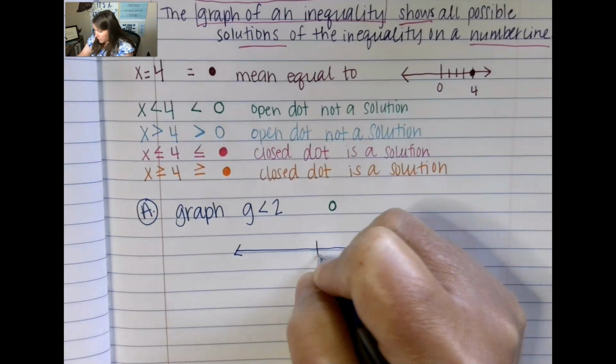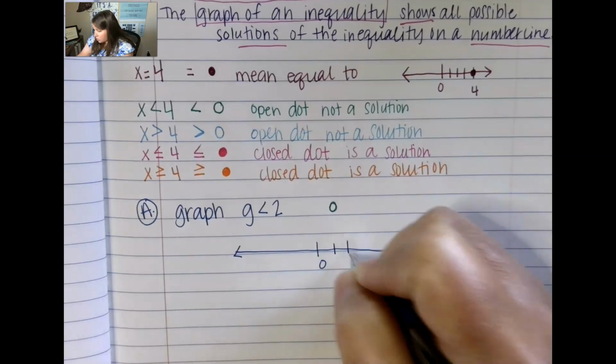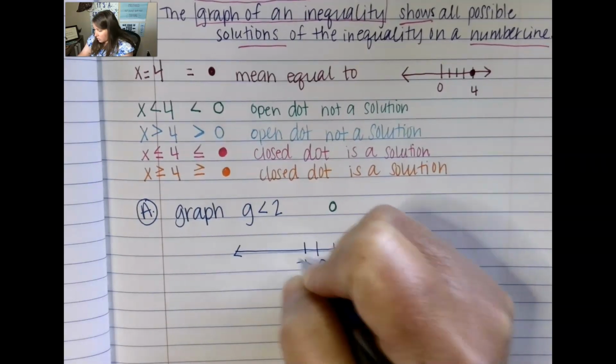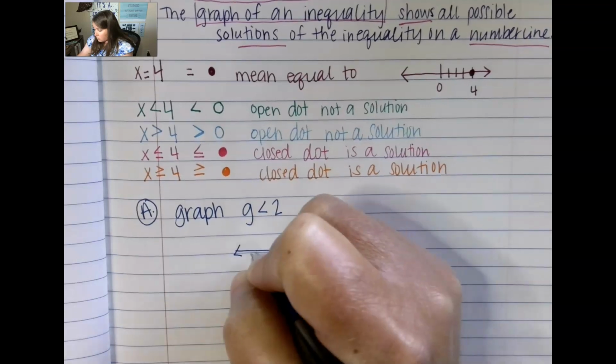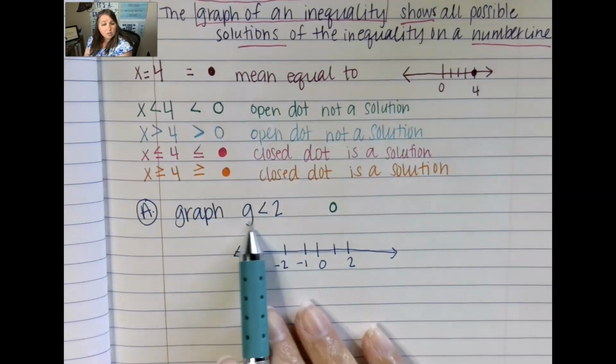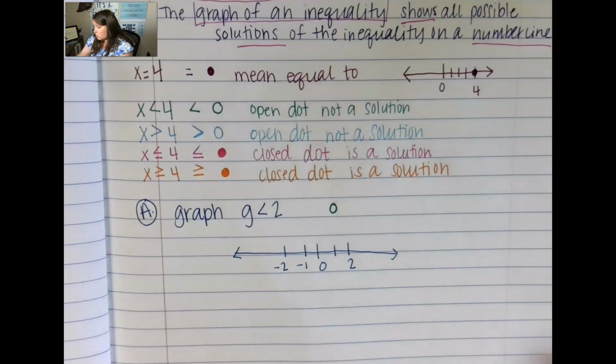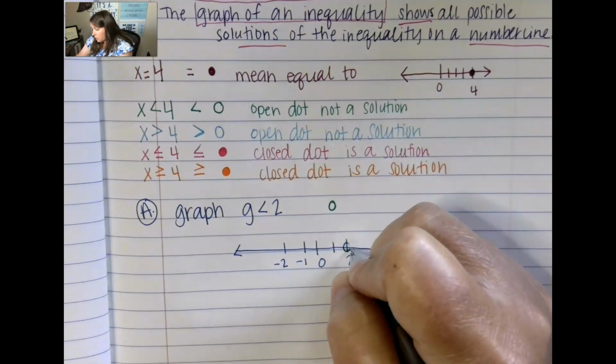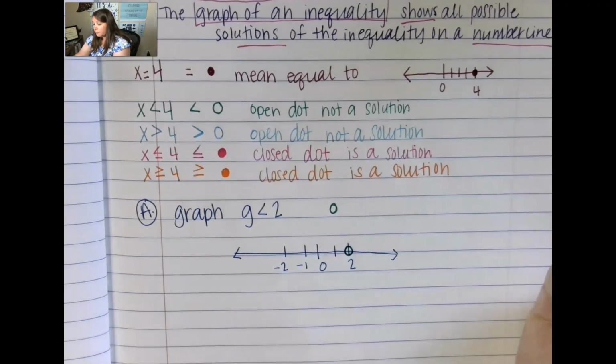So here's my number line. Here's 0, 1, 2, -1, -2, and so on. It says that it is not a solution. So when we graph this, 2 is not a solution. So right above the 2, I am going to put an open dot.